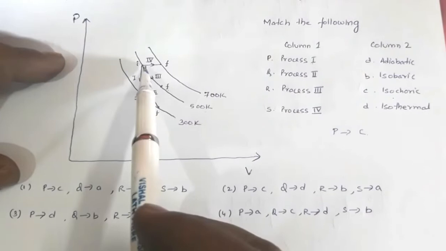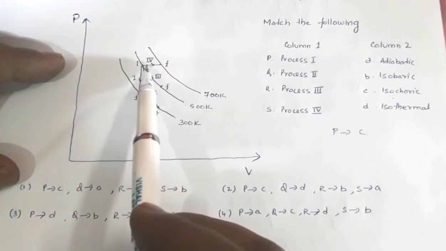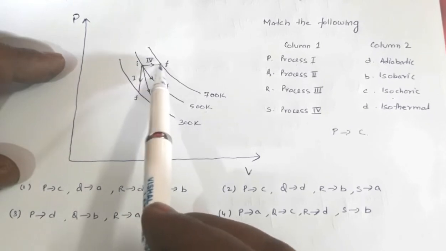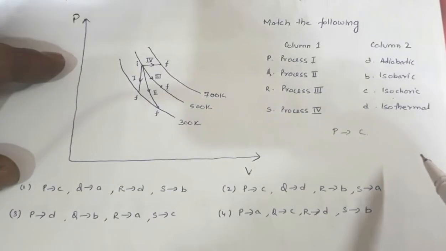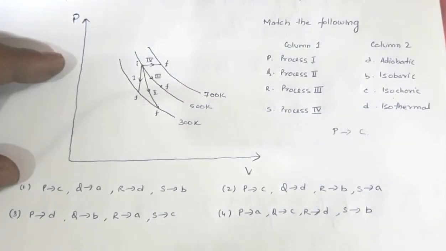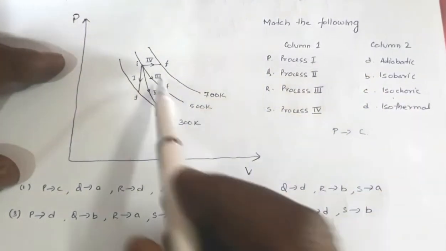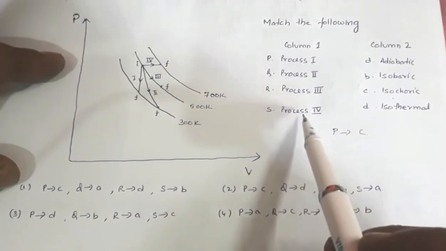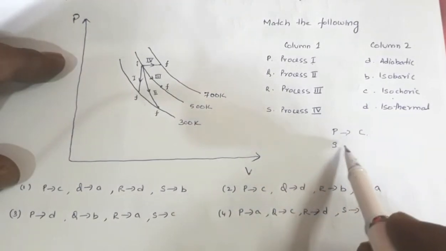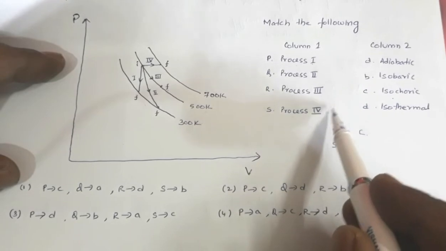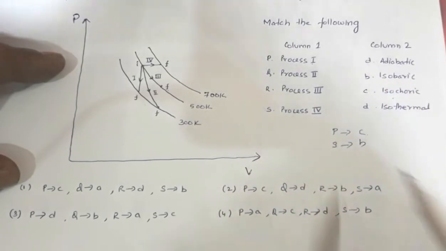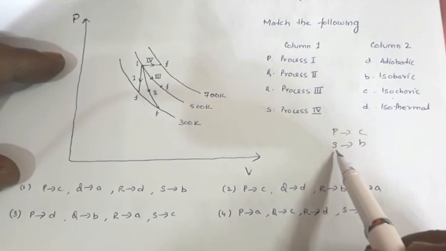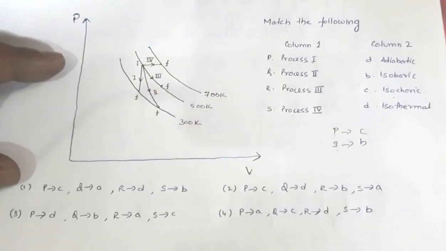Then process 4: if you see process 4, here the pressure is constant. From initial state to final state for process 4, the pressure is constant. So if the pressure is constant, it is an isobaric process, that is B. So S, that is process 4, must correspond to isobaric, B. So P should correspond to C, and S should correspond to B.